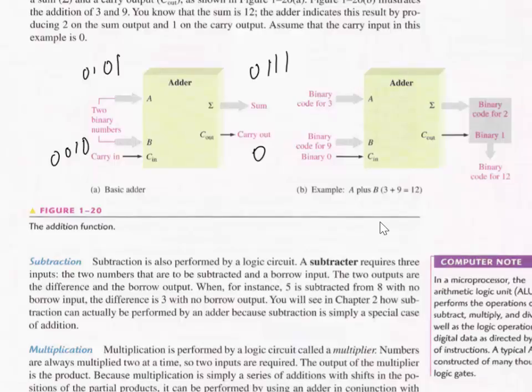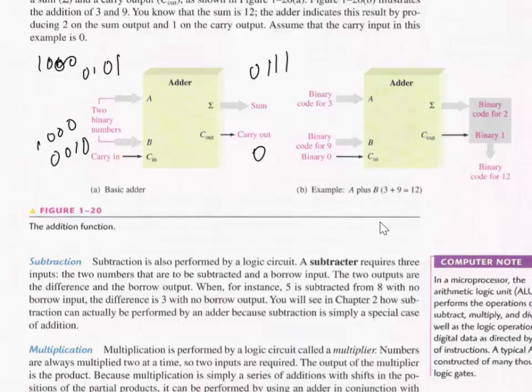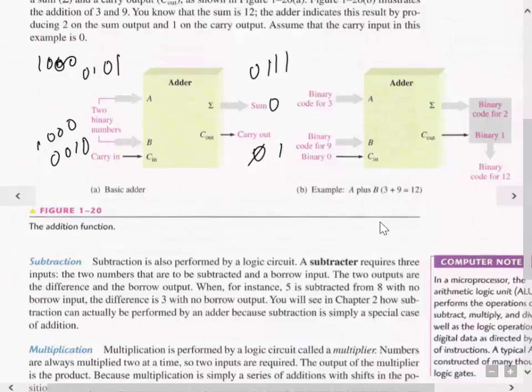If we put in, for example, 1, 0, 0, 0, and 1, 0, 0, 0, that's 8 plus 8, which is 16, which is going to be a 0 out and a carry out. We'll get into more detail, but an adder does exactly what it's supposed to do. It adds 2 numbers. The example they give here is that they're putting in 3 and 9, and they get out 12.